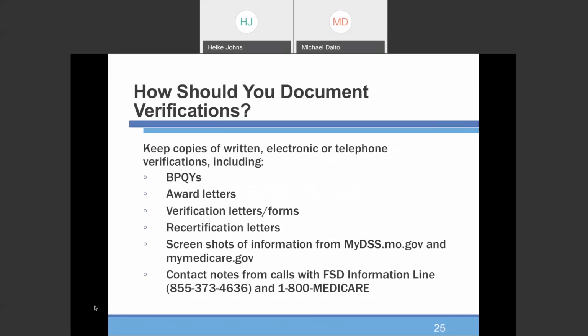Now, when you verify benefits, you want to keep a record of the verifications. And that could be keeping copies of the BPQI, award letters, verification letters or forms, recertification letters. If you're verifying benefits at mydss.mo.gov, maybe you could keep screenshots. You could take contact notes when you call the FSD information line or 1-800-MEDICARE to document what the person on the line told you.